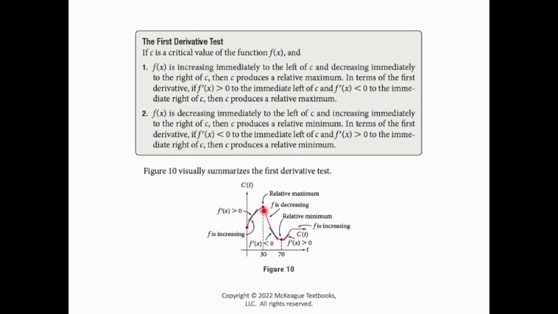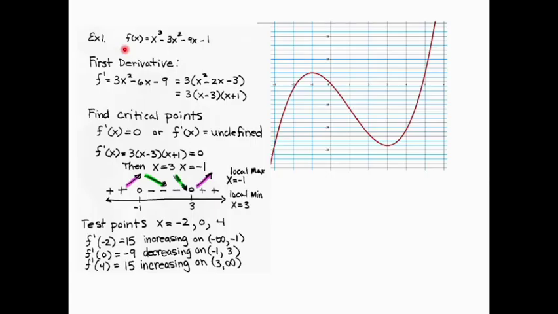So looking at this point right here, the relative maximum, if I look directly to the left, this would be an increasing interval here, and this would be decreasing here. So that's what makes this a relative maximum. Looking here at our relative minimum, I have it decreasing on the left and increasing on the right, and that's what makes this a relative minimum.